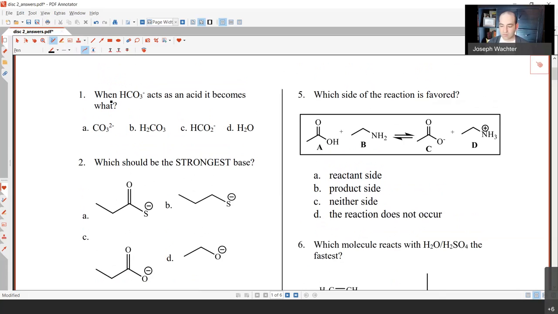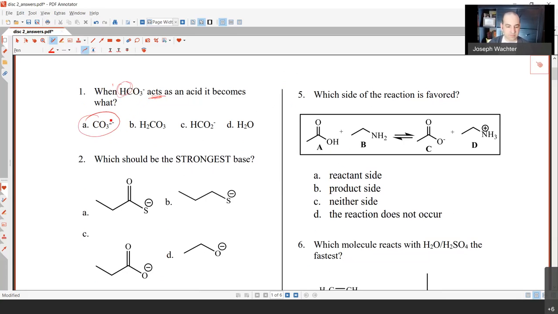So first, when bicarbonate acts as an acid, it becomes... this is another way of asking basically what's the conjugate base of bicarbonate, and that is carbonate. So when it acts as an acid, then we're saying that it's giving up its hydrogen. So if it's giving up its hydrogen, it's becoming carbonate.